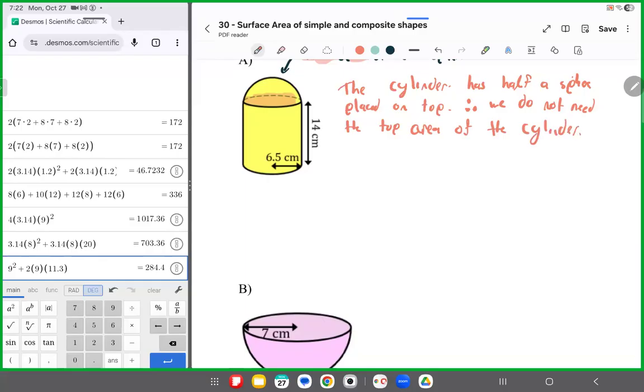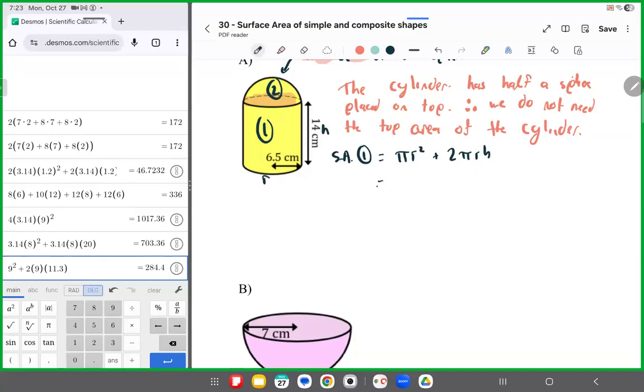Okay. And just like what we did before, we now have two shapes we're worried about. We would like to find the surface area of shape 1. The surface area of shape 1 is going to be the cylinder. Normally it should be 2 pi r squared, but it's just now going to be pi r squared plus 2 pi rh. Here r is equal to 6.5 and h is equal to 14.